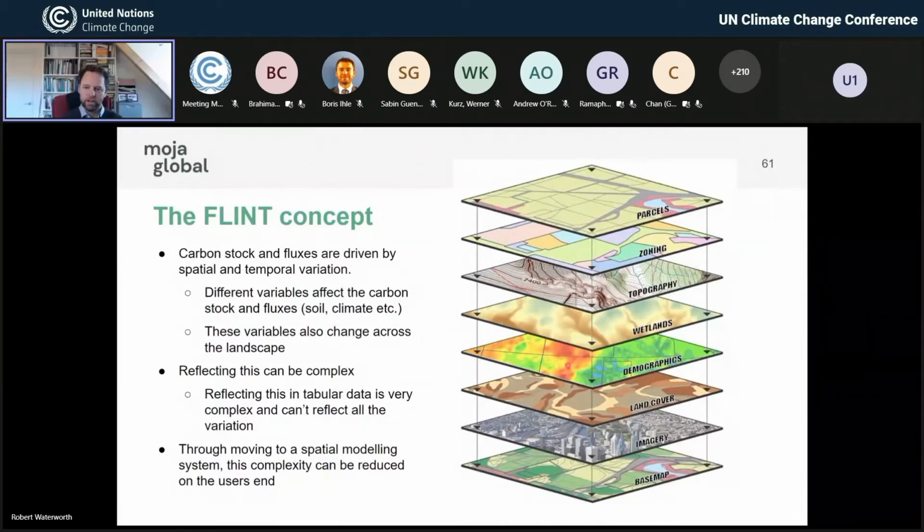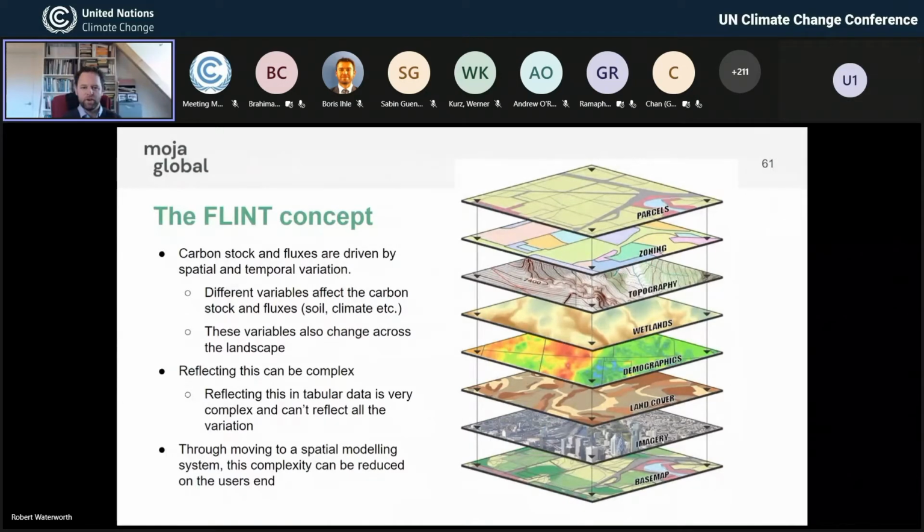But the general concept is that you stack a lot of data together. You then run models across all of that data. They could be tier 1, as we said, to tier 2 to tier 3. The concept is fairly simple. The carbon stocks and fluxes are driven by spatial and temporal variation.